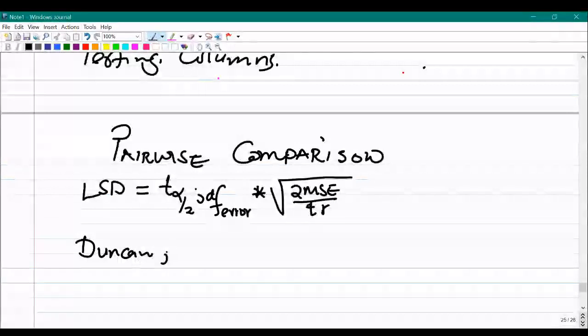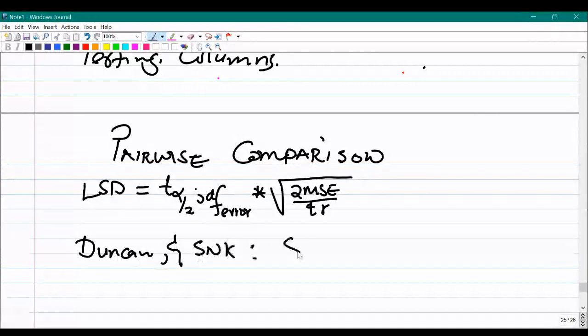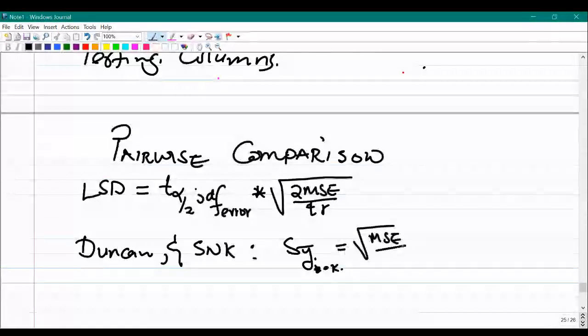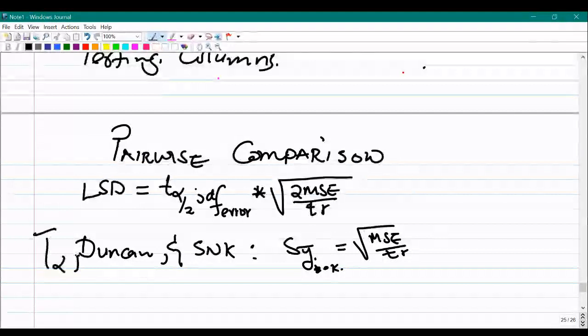Duncan and Student Newman-Keuls will be given by the standard error, which is step 2. The other steps remain the same. The part that will be affected is this one. The standard error for the treatment will be given by the square root of MSE over tr. Same applies to Tukey, even T alpha. The only difference is there.